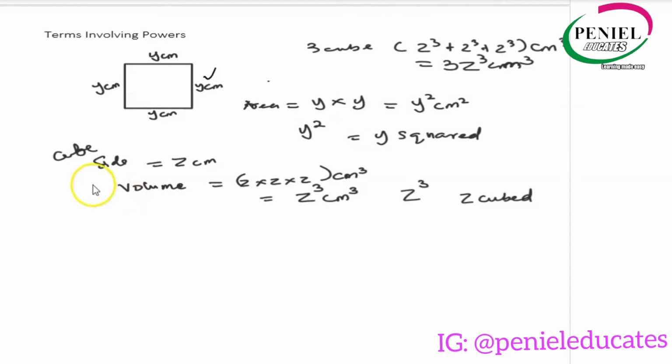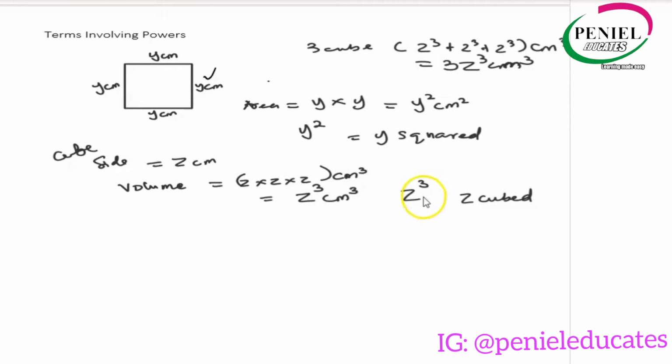All right, so if you have a cube of side, let's say z centimeter, you know that the volume of a cube is z multiplied by z multiplied by z, centimeter cubed. So the volume is z cubed centimeter cubed. You read it as z cubed, or z raised to power 3.